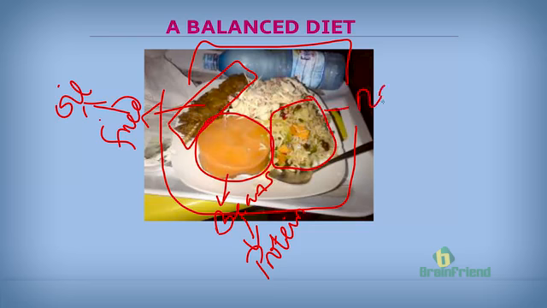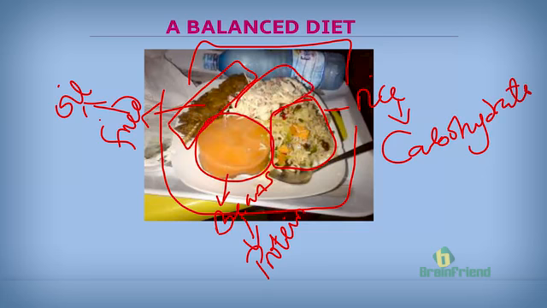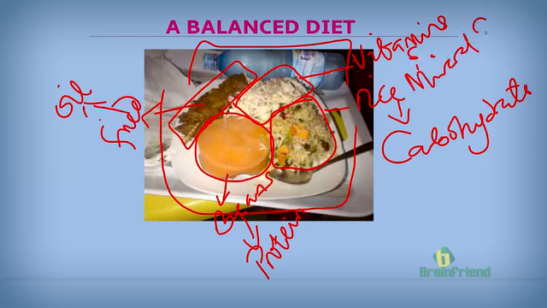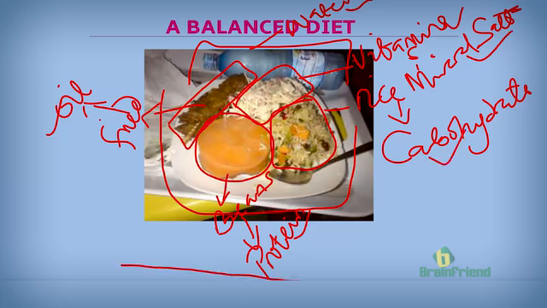Rice gives us carbohydrates. Our vegetable salad here, remember we said that vitamins and mineral salts can be gotten from vegetables. So this gives us vitamins and mineral salts. Then we find our water. So we can see in this meal we have oil, protein, water, vitamins, mineral salts, and carbohydrates. A typical example of a balanced meal.